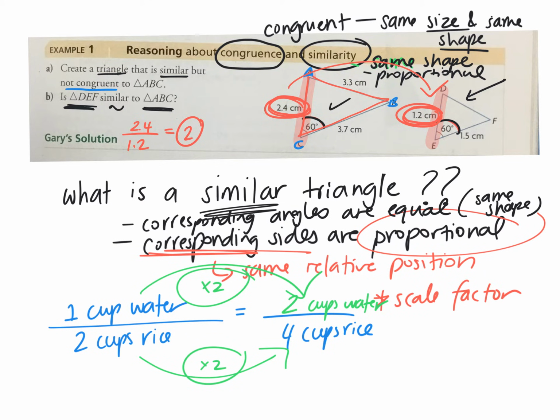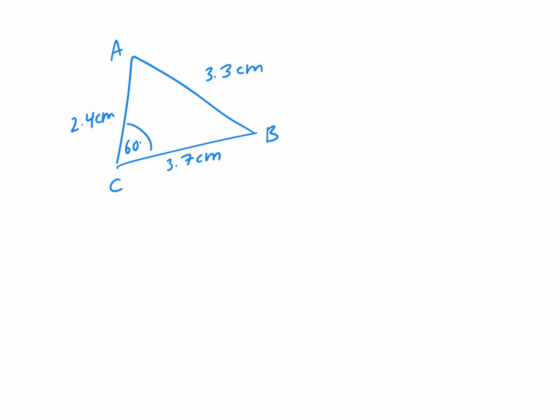2. Which means that if I take this number and divide it by that number, if they're similar, what would my answer be? 2. Let's see if it is. Is 3.7 divided by 1.5 equal to 2? No. It's equal to 2.47. So are these two triangles similar? No. That's it.